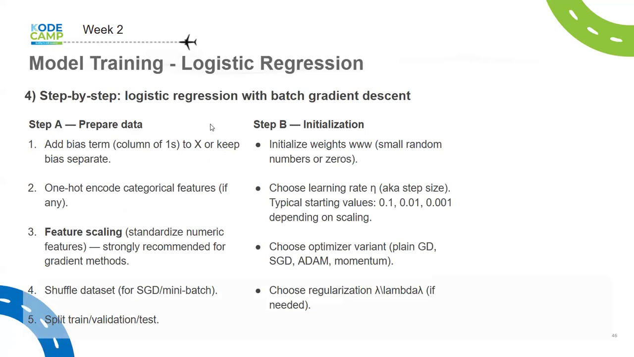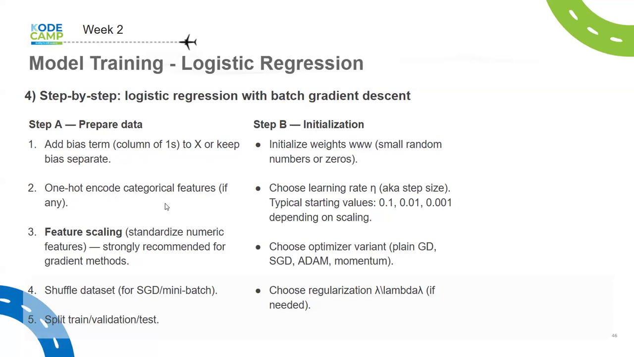It's still the same steps that you use for training logistic regression. Step A, you prepare your data. When you prepare the data, you add a bias term. A bias term is a column of ones. We're going to talk about this in detail. Remember, I just talked about the bias term or the constant. You can consider a constant as a coefficient of ones.